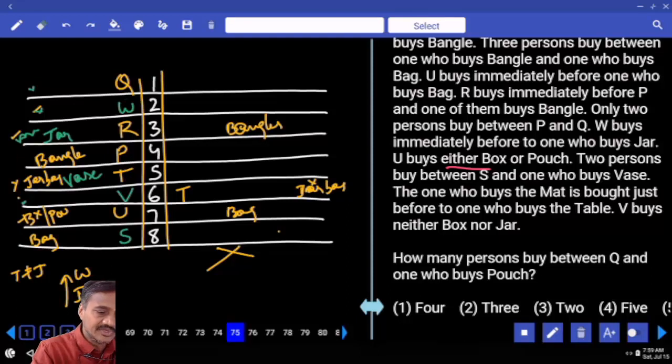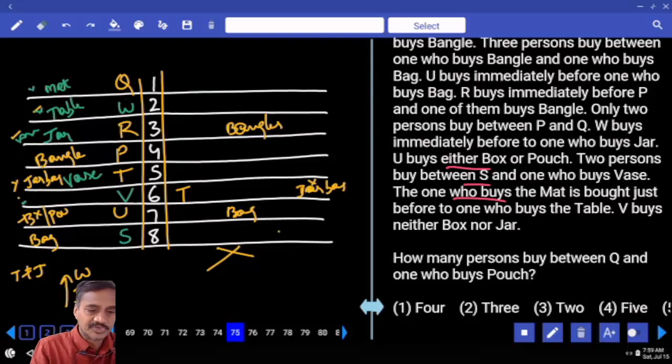Now we are left with V at this place. That must have been the next one. And 2 persons between S and vase. The one who buys mat bought just before table. Mat and table must be adjacent to each other. And so mat is here and table is here. Then what is the only thing left over here?